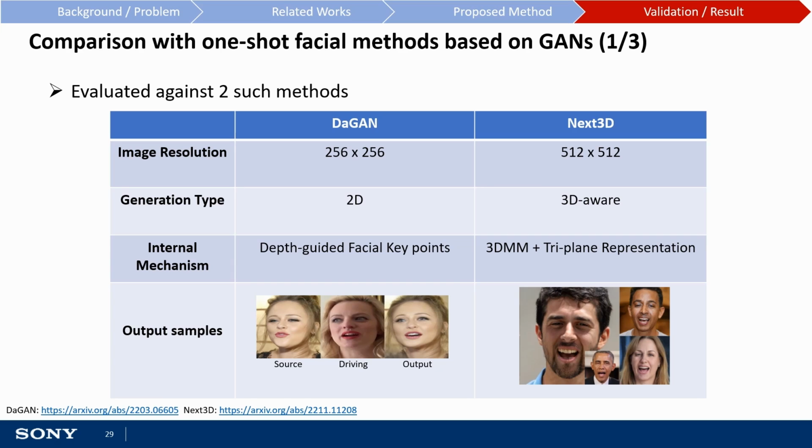So they do two types of comparisons. First, they compare their method to state-of-the-art one-shot facial methods based on GAN structure to demonstrate the network's ability to achieve fine-grained control of expressions and facial details. They select two representative approaches, DAGAN as a 2D one-shot avatar generation method and Next3D as a 3D one-shot method. DAGAN uses a set of depth-guided facial key points to map driving motion, whereas Next3D uses 3D parameters and a triplane representation to output 3D-aware avatars using volume rendering.